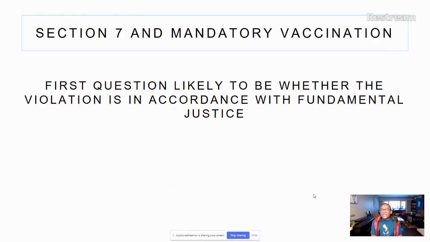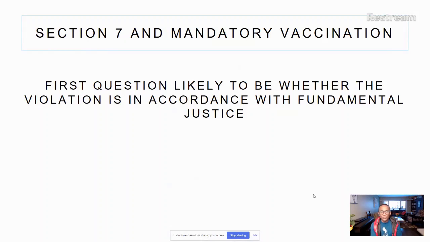So, any mandatory vaccination scheme that the government or any government in Canada enacts, most likely provincial governments enact, I don't think the question is going to be, does it violate your rights? No, it will clearly violate your right to personal security as I've explained before, maybe even your right to liberty, depending on how they do it.